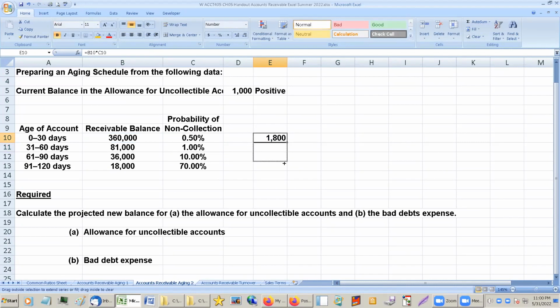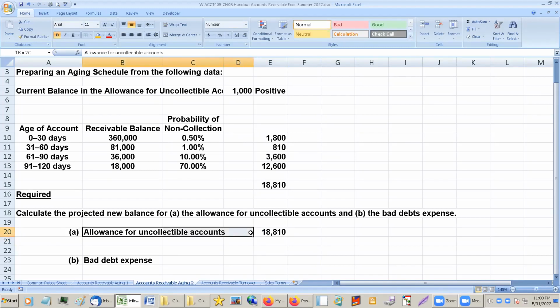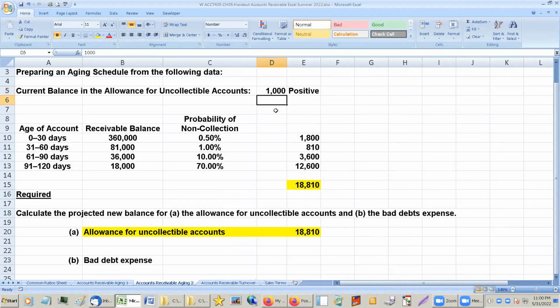We're multiplying these out. And again, as time goes on, things are less likely to be collected. Okay, so in this case, we have the allowance for uncollectible accounts, which is just what we expect we're not going to collect, is this. Now, bad debt expense gets a little bit tricky because we already have 1,000 in that account.